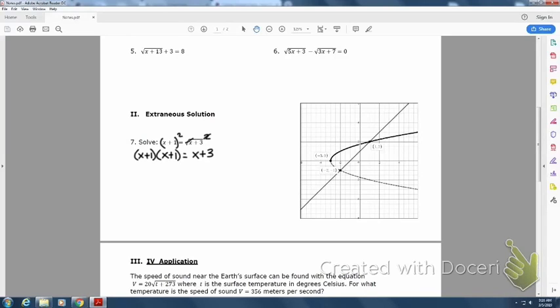I would then need to do FOIL on the left side of the equation to get x squared plus 2x plus 1. And then whenever I end up with something that looks like that, what do I need to look to do? Factor it. Before I can factor it, Dylan, what do I have to do to it?